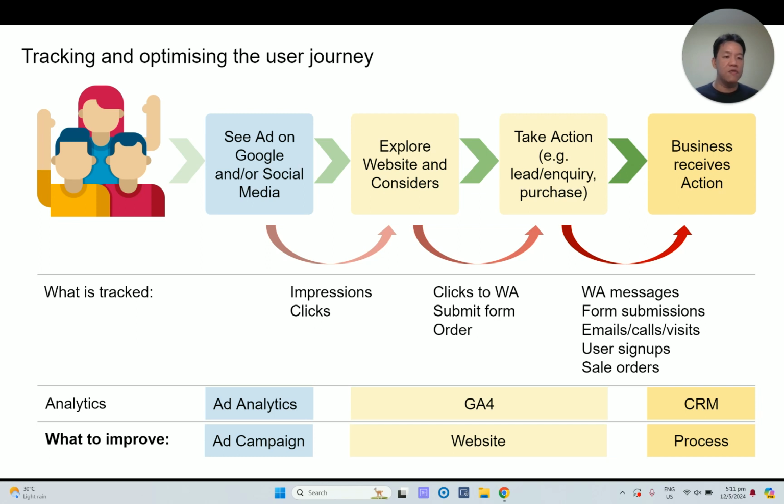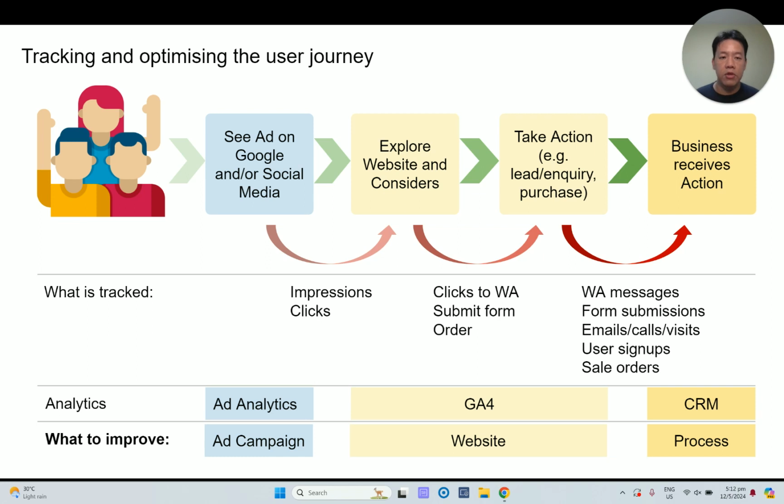is where the business receives the action. If it is an online purchase, the business receives a sales order and begins to process it. If it's a lead or inquiry, the business receives that notification and then the business's sales process or consultation process can get in touch with the customer, the user, and continue on the sales process to eventually convert the interest into an actual customer, right? So this is a typical user journey.